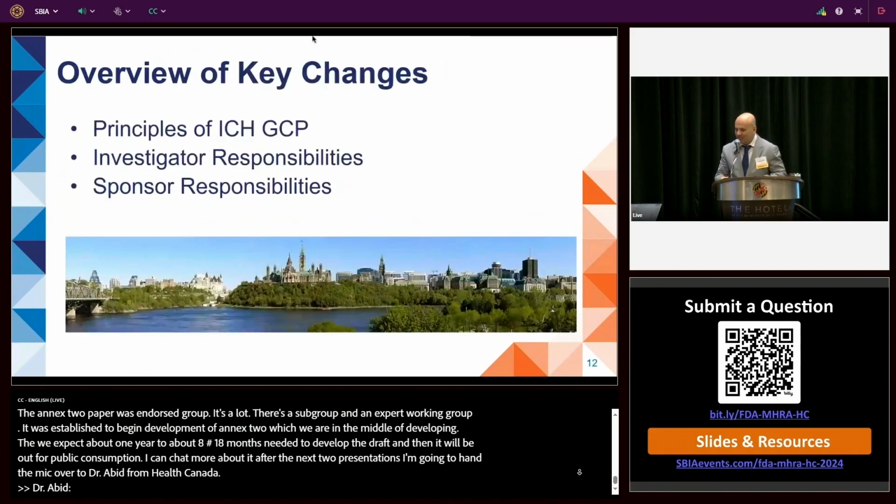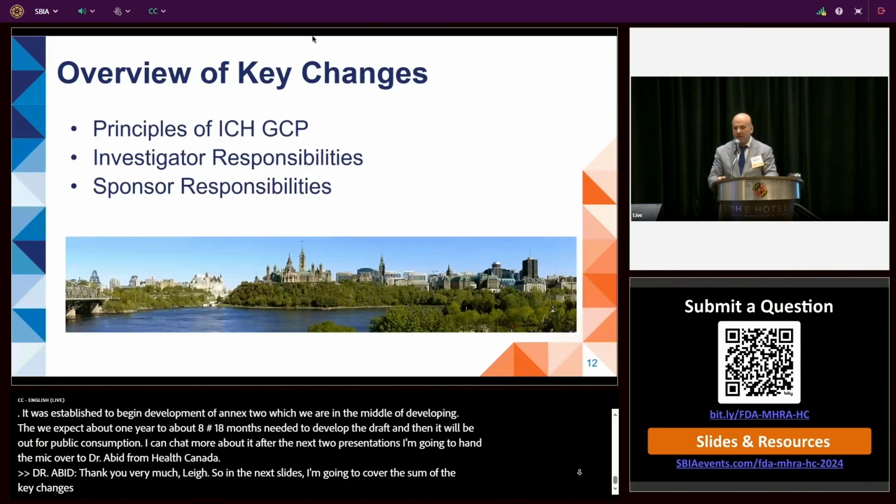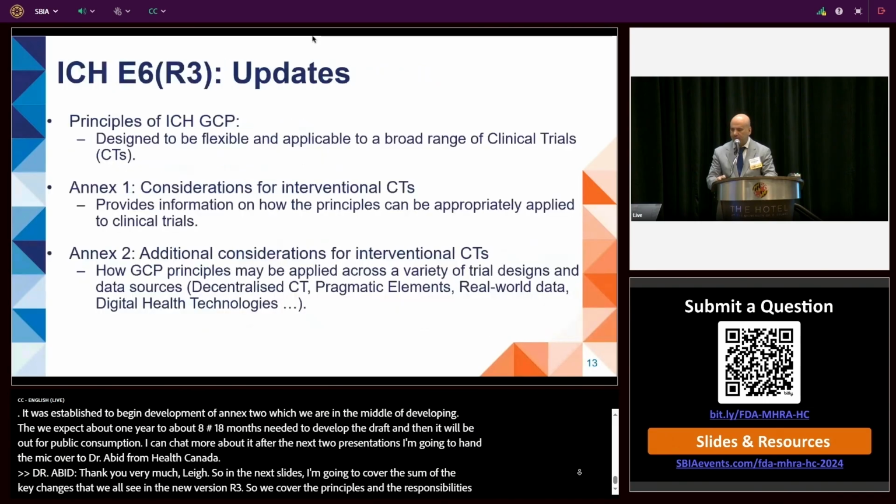Thank you very much, Leigh. So in the next slides, I'm going to cover some of the key changes that we all will see in the new version, R3. So we'll cover the principles and the responsibilities in relation to the sponsor and the investigator.